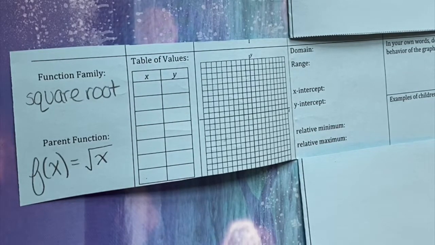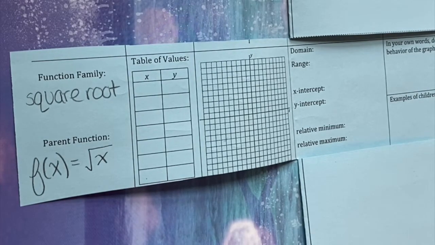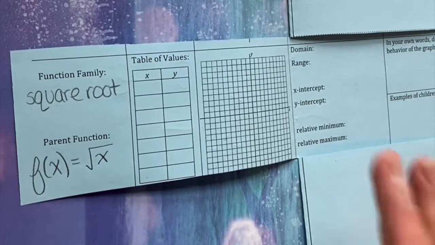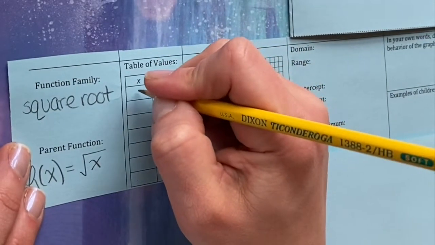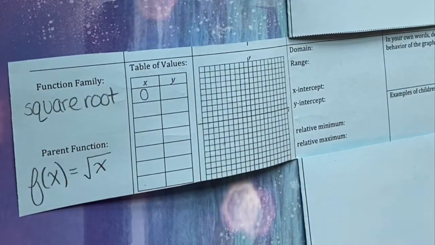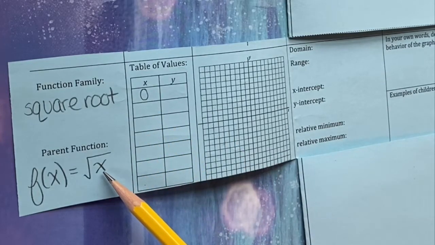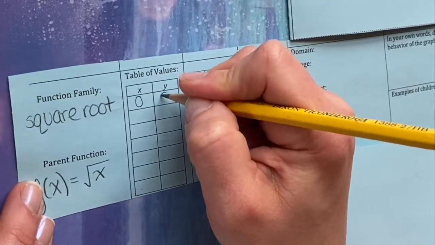So I want you to kind of picture in your head that you're sitting in my room, and I want you to imagine the chart that I have above the smartboard that has all the perfect squares on it. So I want you to imagine that chart, and those are the numbers we are going to be plugging in for x, because those are our perfect squares. So our lowest perfect square, it's actually not on that list in my room, but it is 0. So if you plug in 0 for x, the square root of 0 is 0.